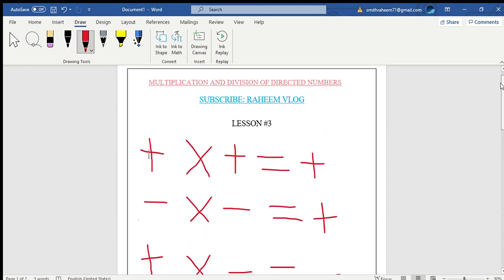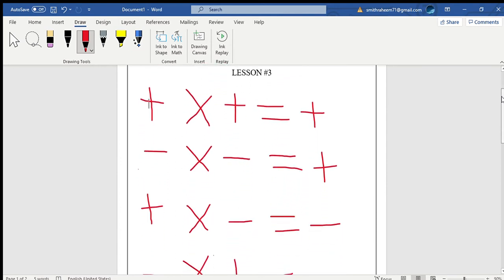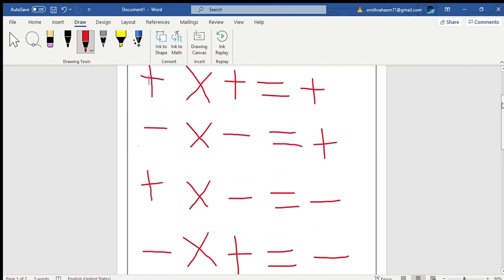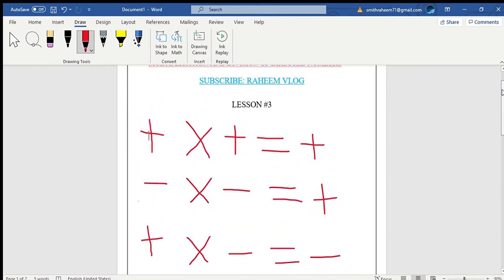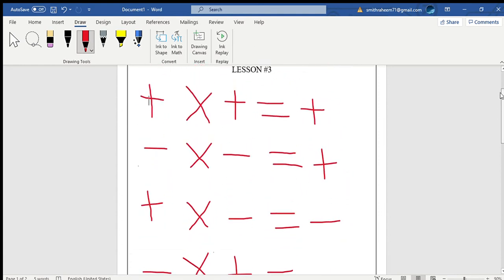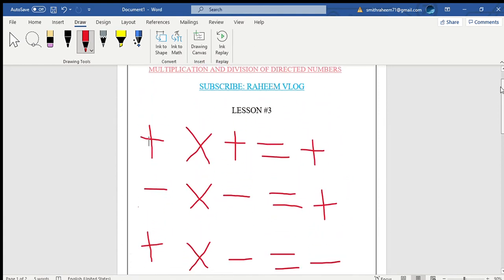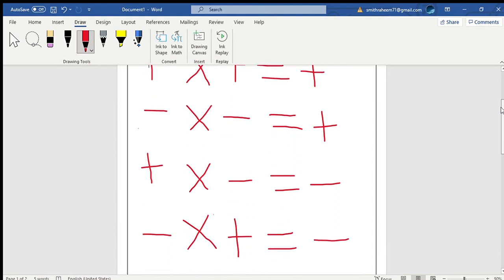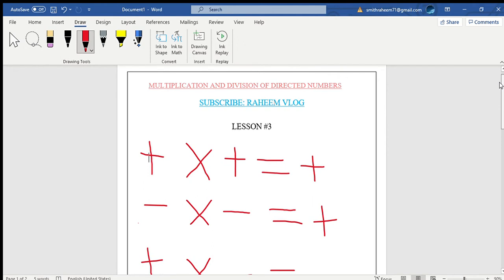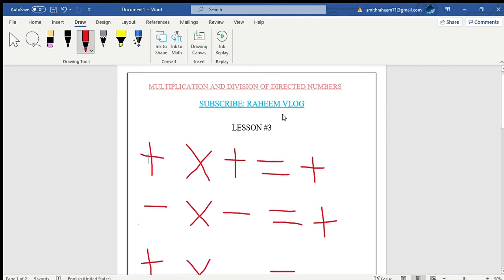Okay, so you could write down these rules. I hope you're watching and you're taking notes. If not, you could rewind this video from the first part of it and follow up. These are the multiplication rules that are associated with directed numbers, and I'm going to give you the division rules as well.